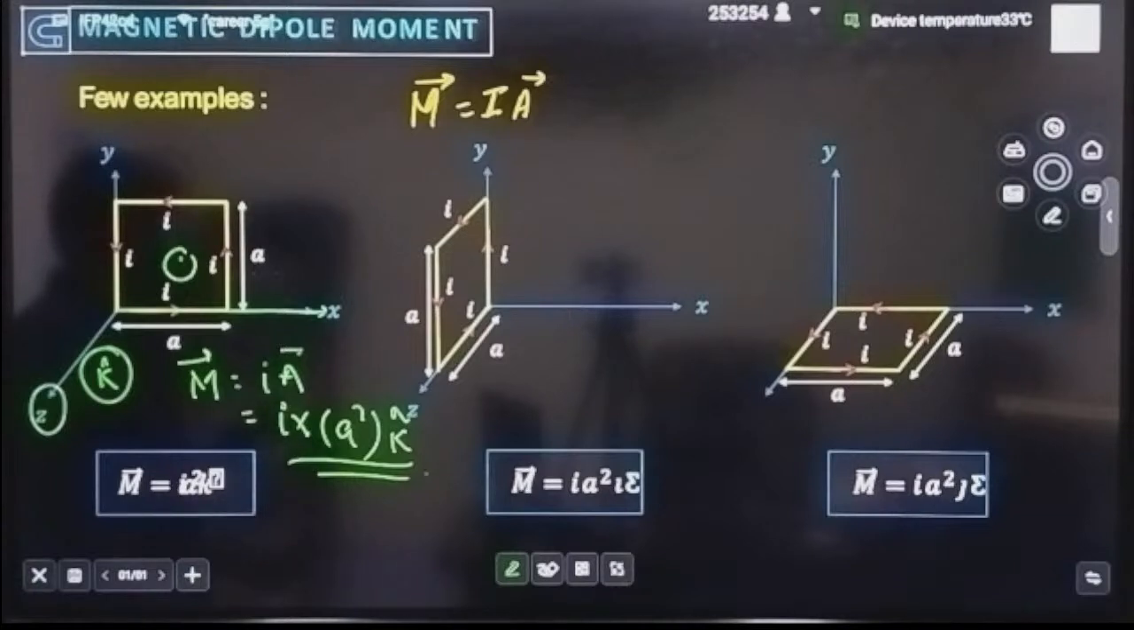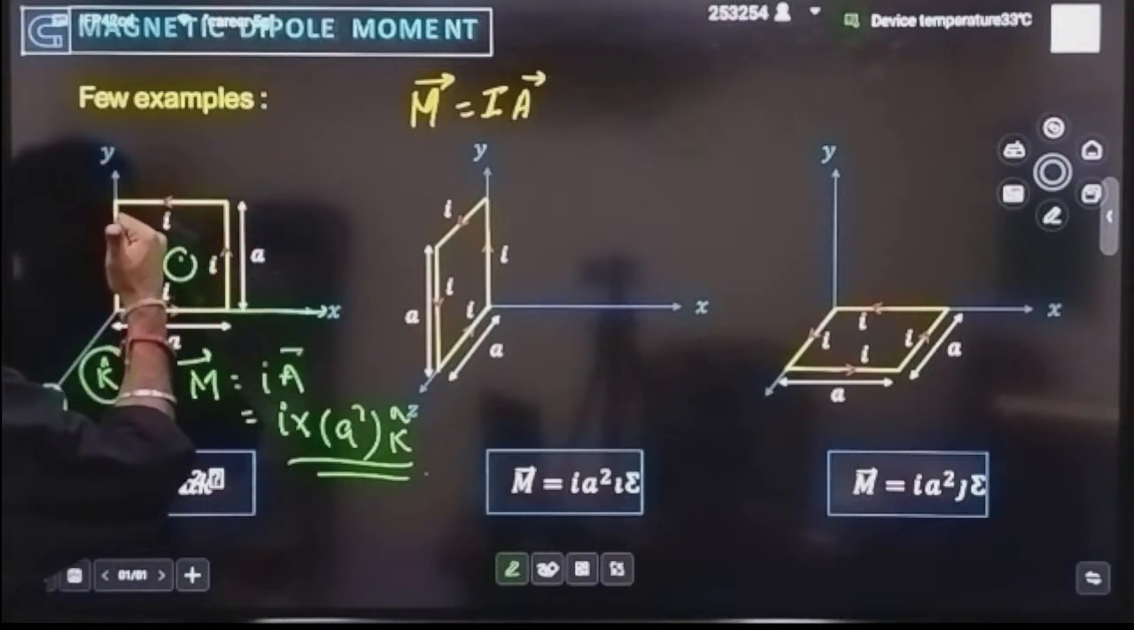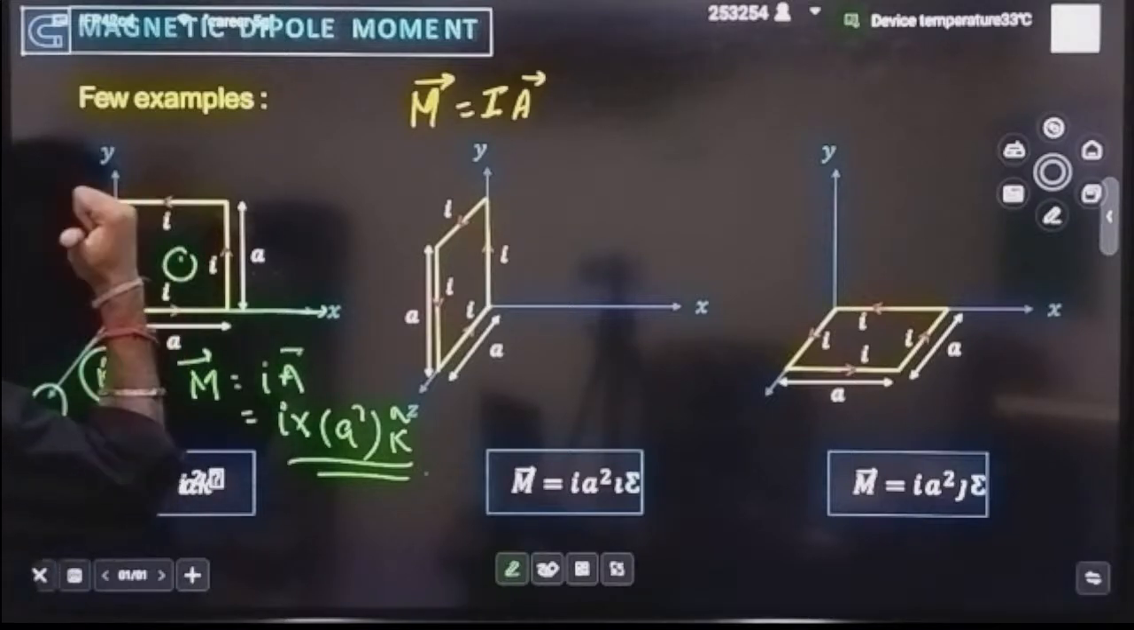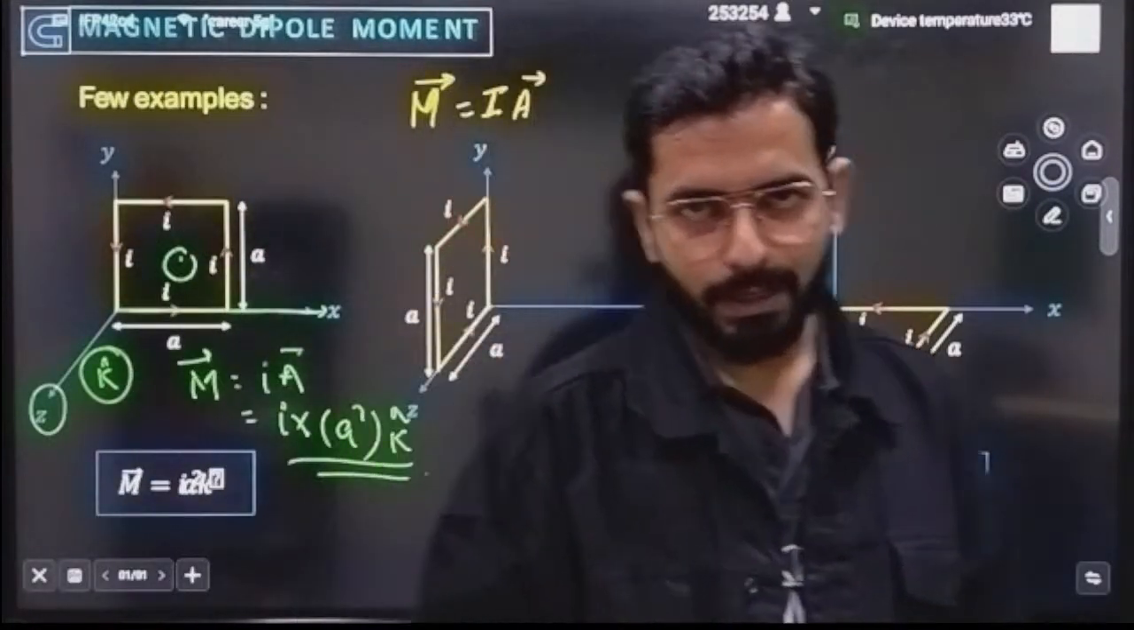There is a second way also. Curl your hand in the direction of current, anti-clockwise direction. Where is the thumb going? Outside the plane. That means positive k cap. Is it clear?